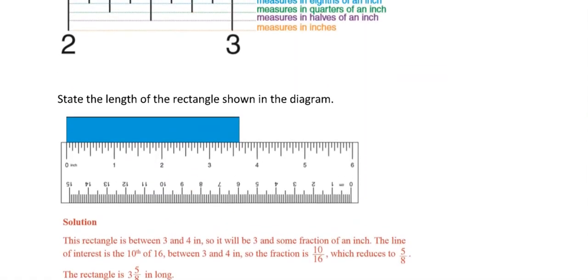So state the length of this rectangle shown in the diagram. All right, so it's between 3 and 4. And yeah, you know what? Here, you guys just try it. All right. So the way I'd read this, right? If I'm looking across, I'd say, okay, it's 3 and something. It's between 3 and 4. So it's gonna be 3 and.